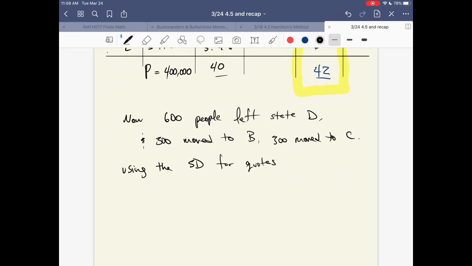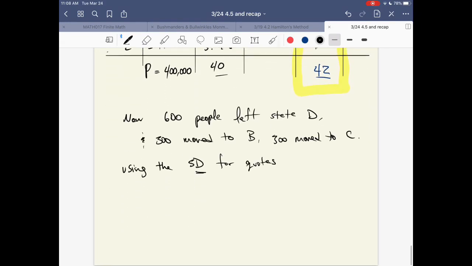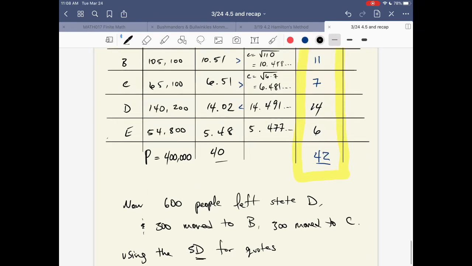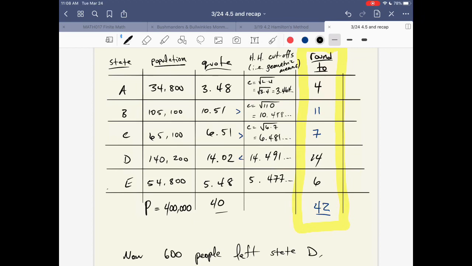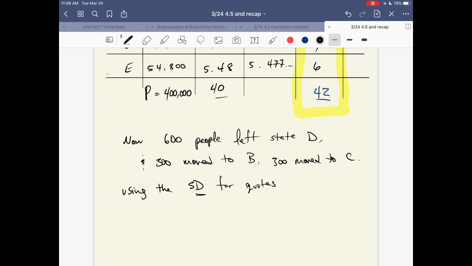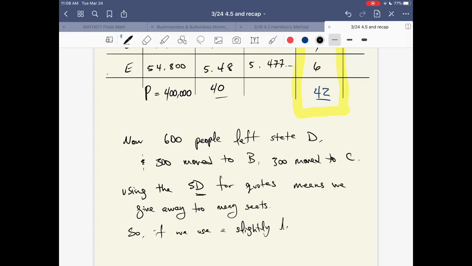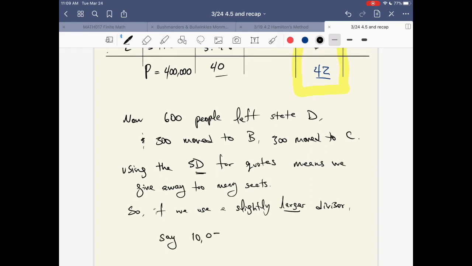And we fix it by just changing the divisor. So instead of dividing by 10,000, now if we divide by a slightly higher number, then our quotas will be slightly lower, and we will round slightly more things down, and we can get to 40 seats again. So using the standard divisor for quotas means we give away too many seats. So if we use a slightly larger divisor, say 10,030 instead of 10,000.